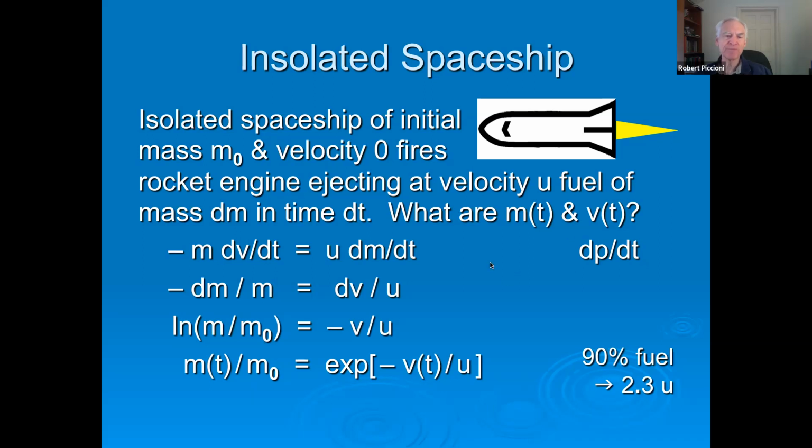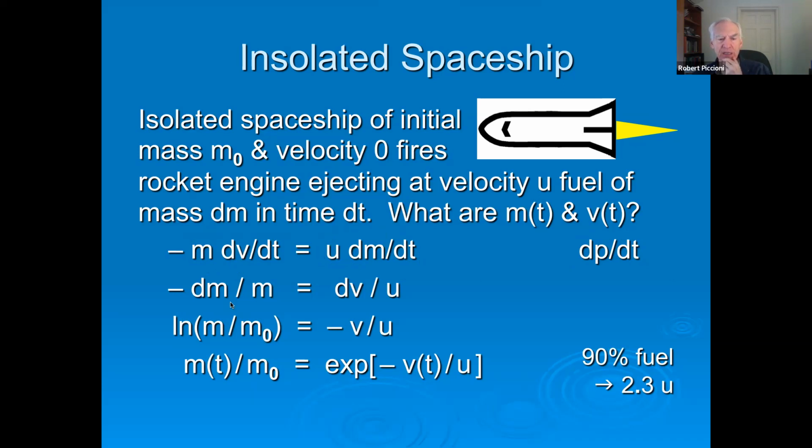So by conservation of momentum, the rate of change of total momentum has to be 0 because there's no external forces. And so the change in the momentum of the ship has to equal the change in momentum of the fuel. So the change in the momentum of the ship is the change in its velocity times its mass at any given time. The mass is changing, the velocity is changing. u is a constant that's with respect to the rocket. And this is the change in the mass of the ship.